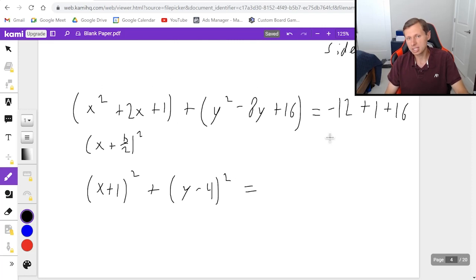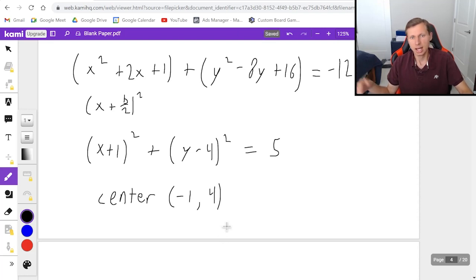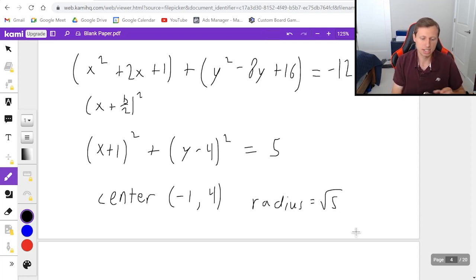And then on the right side of the equation, negative 12 plus 1 plus 16, that's just going to be 5. And so now I have everything I need because this is just like number 2. Basically, the center is going to be at the point negative 1, comma 4, because again, it's always the opposite of what you'd expect. And then for the radius, that's going to be the square root of 5, which, sure, we don't know what it is exactly.